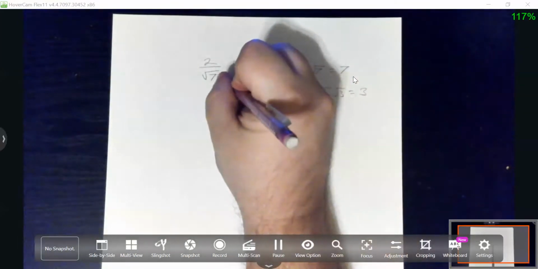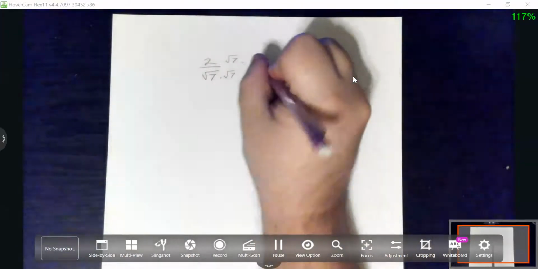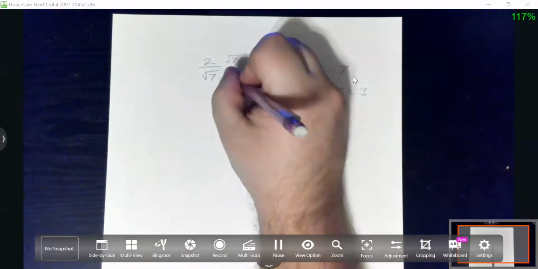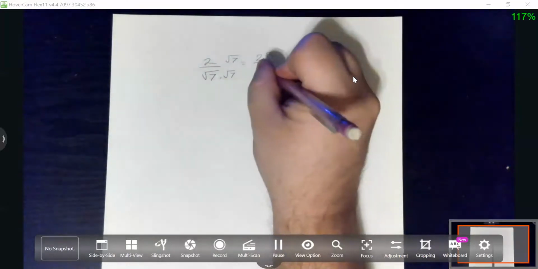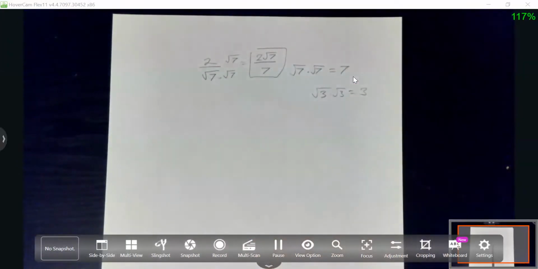So in this case, I can multiply top and bottom by root 7. If I do that, on top, I get 2 root 7. And on the bottom, the square root of 7 times the square root of 7 is just 7. So this number has been rationalized. It's now good. We have a nice, easy to use denominator.